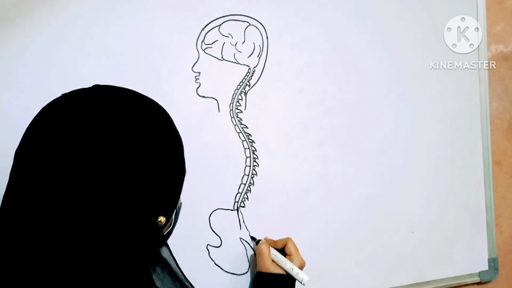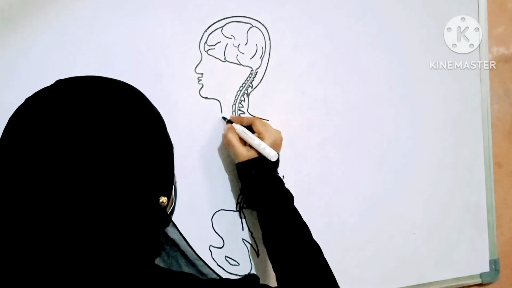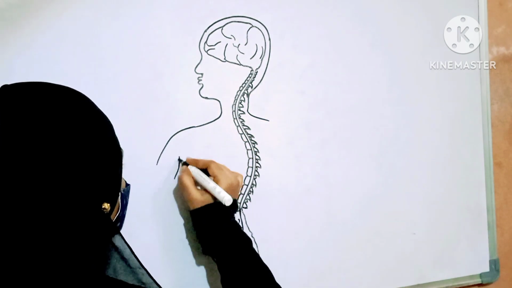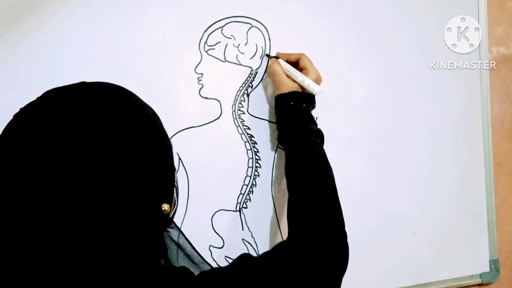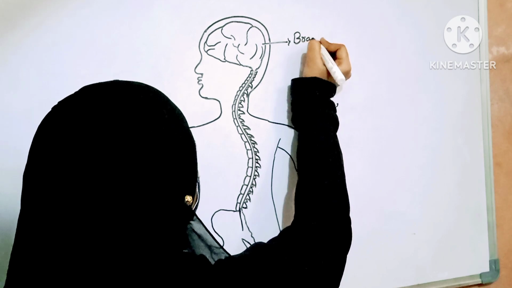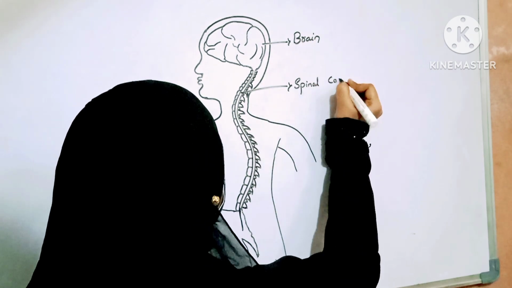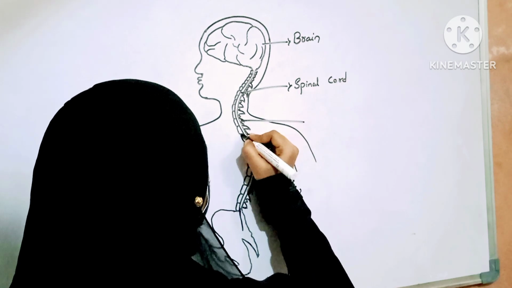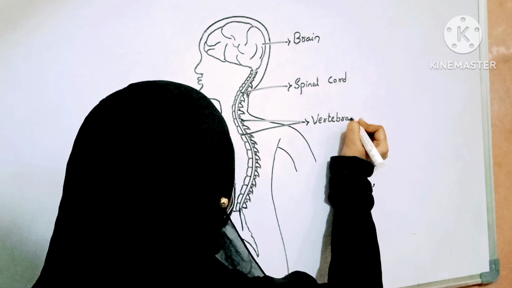This spinal cord has two main functions. The first function: it transmits electrical signals from the brain to the rest of the body with the help of neurons. What is the second function? It receives electrical signals from the entire body and sends them to the brain with the help of neurons. So it is called a relay station.